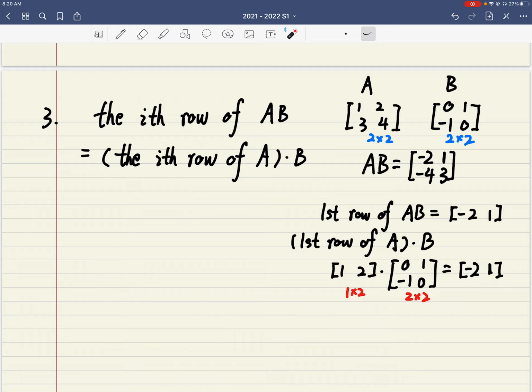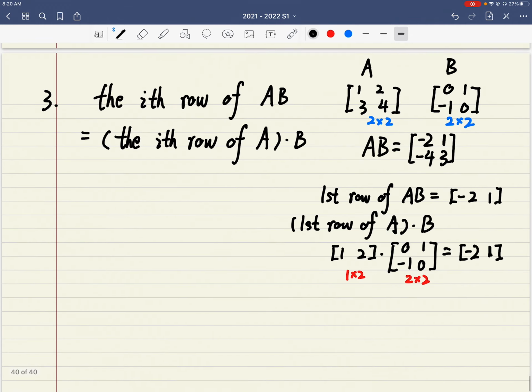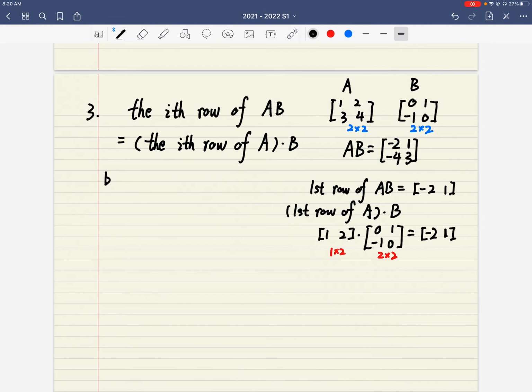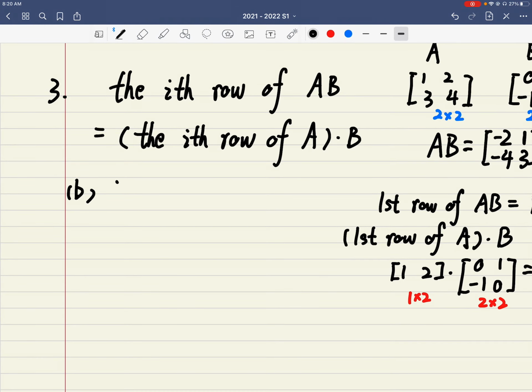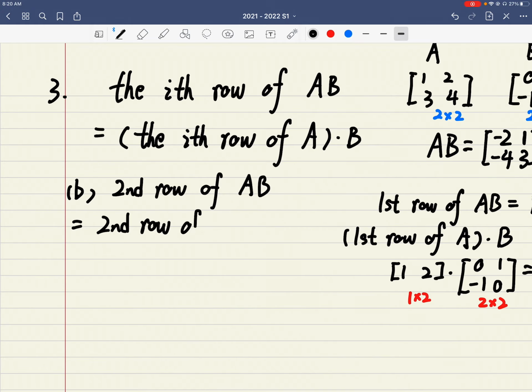So in general, it's also true. The ith row of A times B is equal to the ith row of A times B. Okay, it's always correct. So similarly, that's why we can do part B. What's the second row of A times B? It is the second row of A times B. So copy the second row of A, 6, 5, 4 times B.